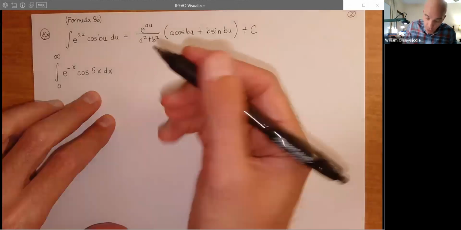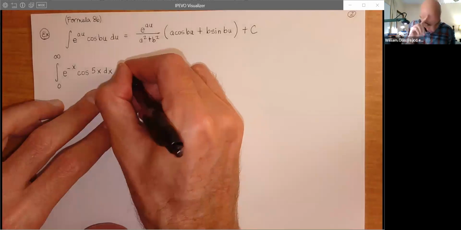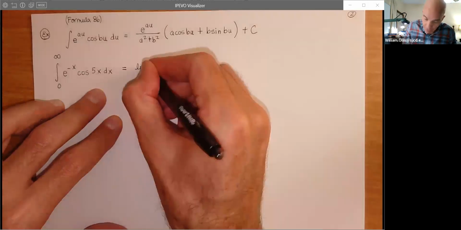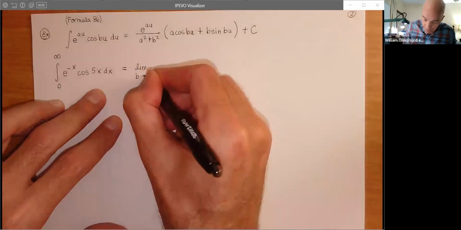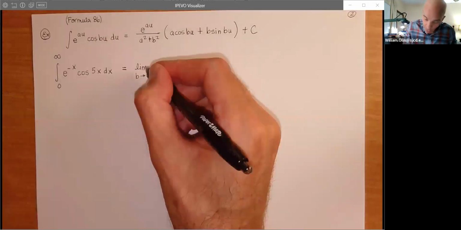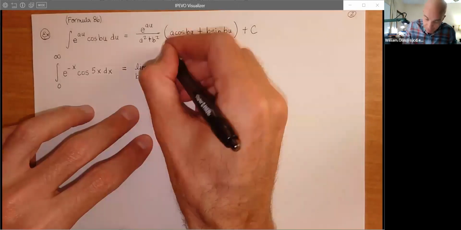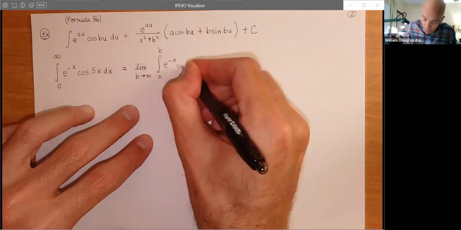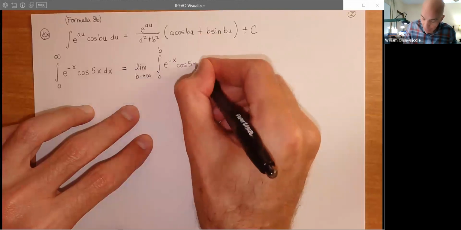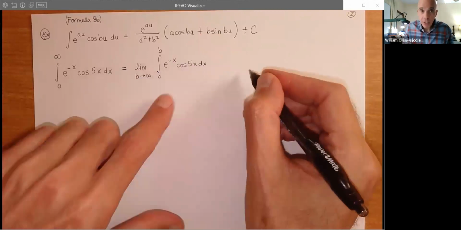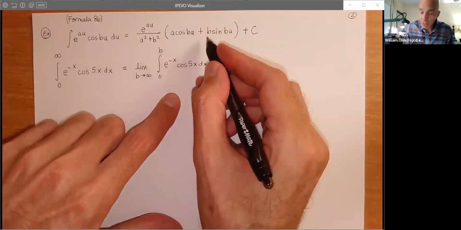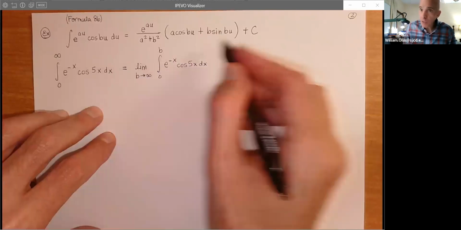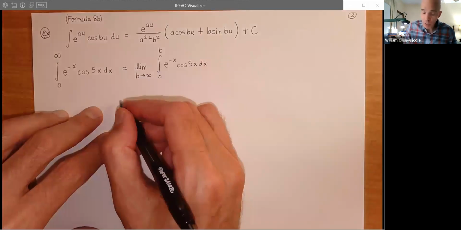So the first thing we're going to do is just go ahead and translate what it means for the upper limit to be infinite. So we're going to say the limit as b approaches infinity, in this case, of the integral from 0 to b of e to the minus x cosine 5x dx. And now, of course, we can use the fact that we have a nice integral table. We can use integration by parts, but I've taught you about using integral tables, which you certainly have at your disposal now. So feel free to use them.